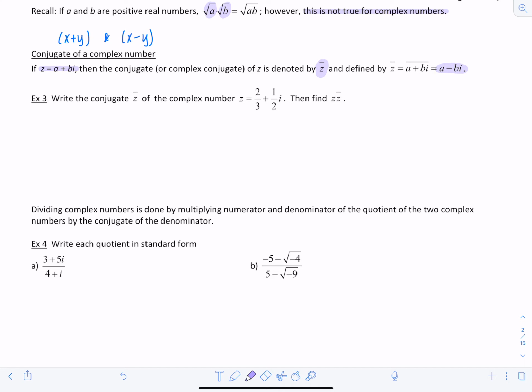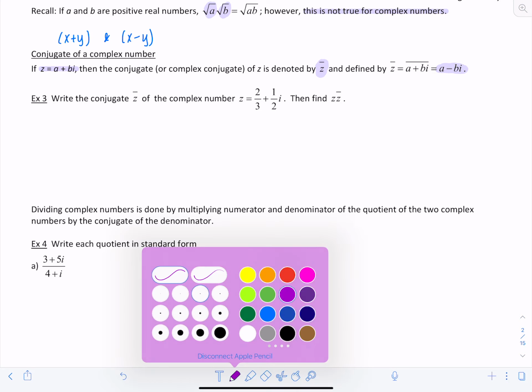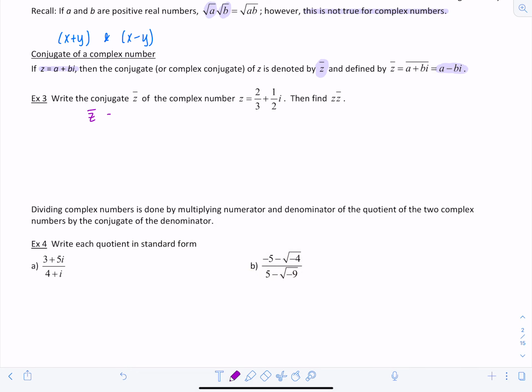Okay, so the first example here: write the conjugate z bar of the complex number z, and then find z times z bar. So first things first, z bar, all you need to do is just change that addition sign to subtraction. So it's going to be 2/3 − 1/2 i. And then now I need to find the product of z and its complex conjugate. So that's going to be (2/3 + 1/2 i) times (2/3 − 1/2 i).